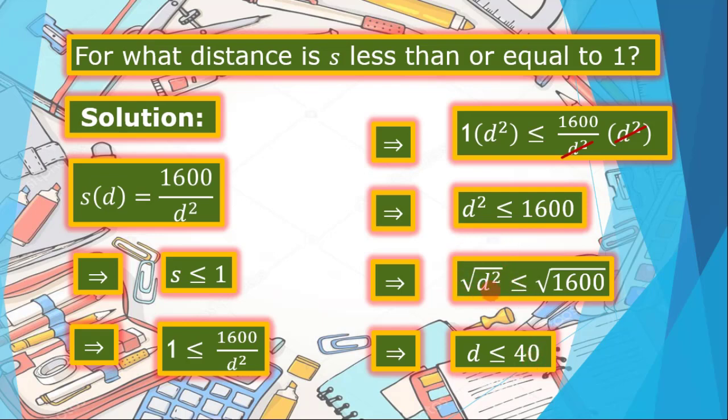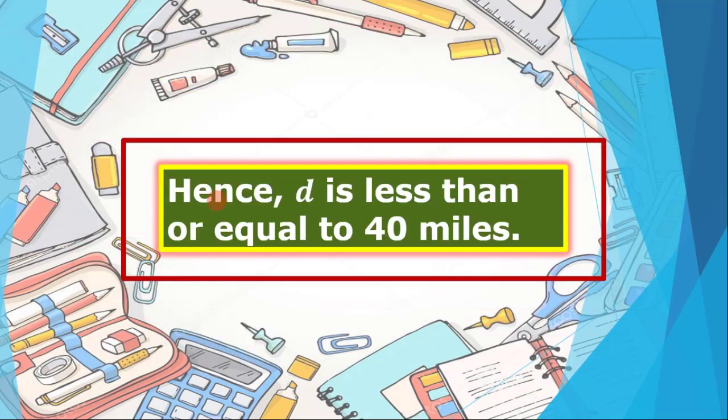This means that we have the absolute value of D. It could be either positive or negative. But take note that D is a distance unit. So there's no way for this D to be negative. So positive D should be less than or equal to 40 unit of distance. For S to be less than or equal to 1, S is the unit of strength of a signal. Hence, D is less than or equal to 40 miles.